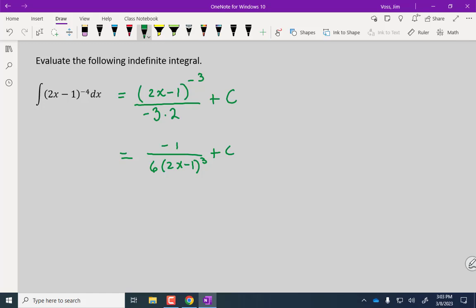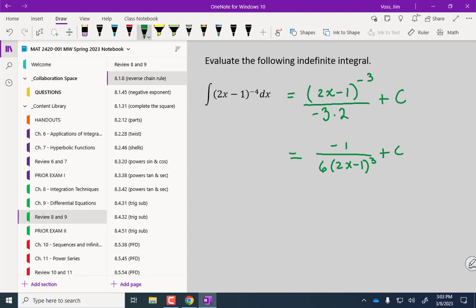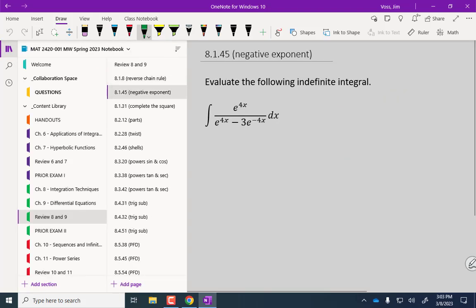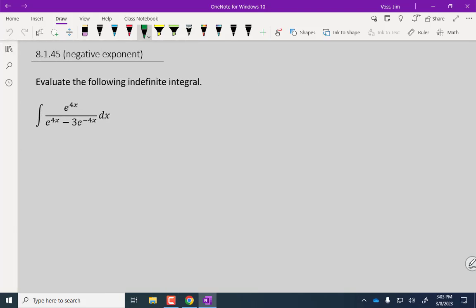Okay, all good? Any part of that you're not sure of? Because this is kind of a foundation from 6-1. Reverse chain rule stuff. Negative exponent stuff. Anytime we have a negative exponent, we want to get rid of it if we're trying to integrate. So what can we multiply by to get rid of that negative exponent?